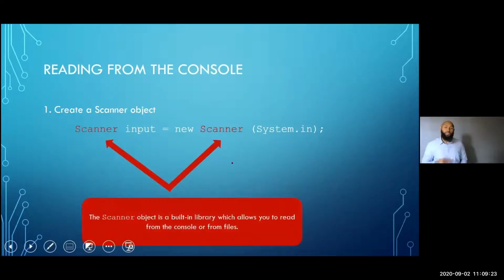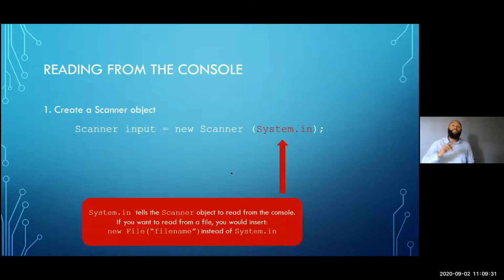So the Scanner object is a built-in library which allows you to read from the console or from files, right? System.in tells that Scanner object to read from the console. If I wanted to read from a file, let's call it students.txt, right here, and this is red on red, so you might not be able to see where I'm scribbling. Right there, instead of file name, I would write in students.txt, and it will read from the file.